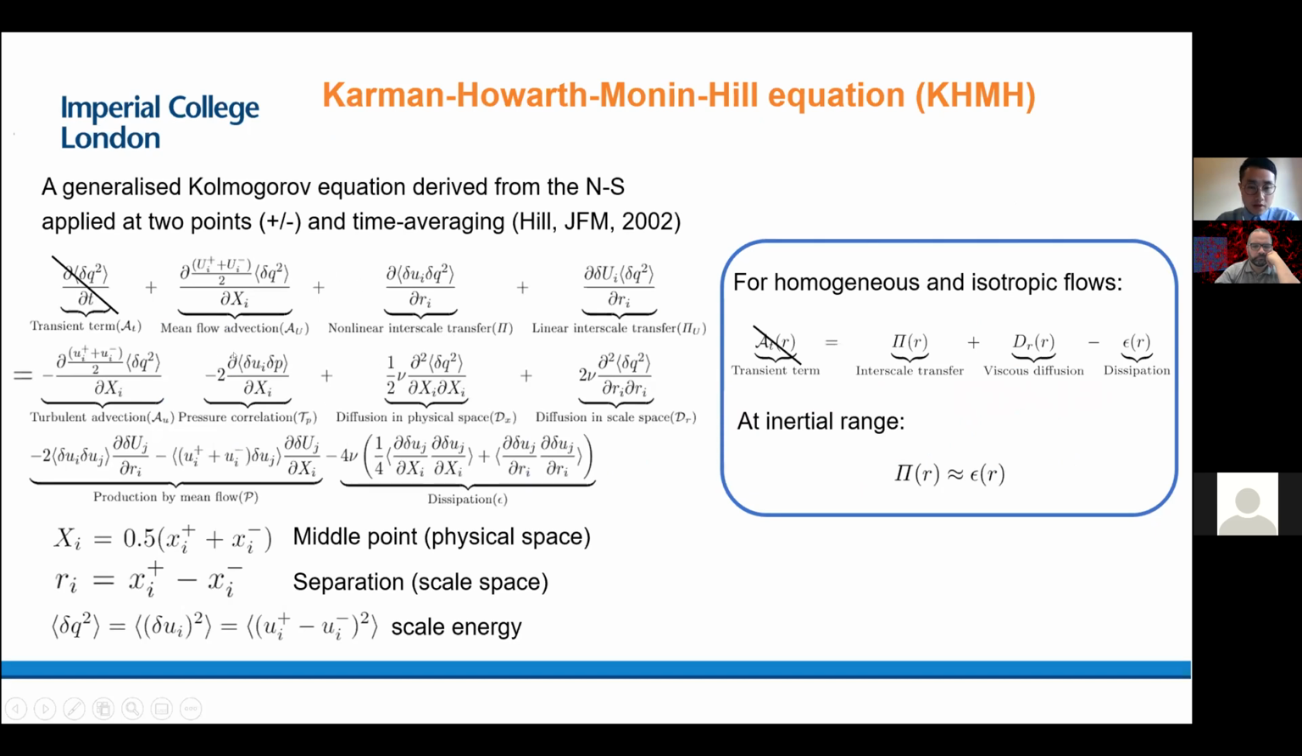And this equation looks quite complicated, but for homogeneous and isotropic flows, we can discard the derivative of capital X and all the terms with capital U, which is the mean flow. So this equation can recover the classic Kolmogorov equation. If we further consider only the scales in the inertial range, this equation deduces the famous Kolmogorov equilibrium.